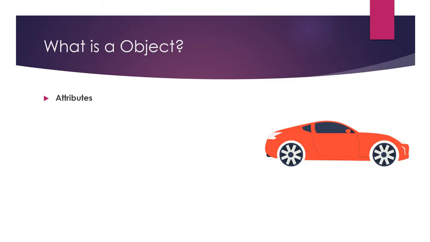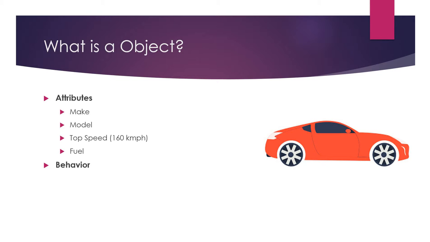So for this car object, you have attributes like what is its make, what is its model, what is its top speed, what kind of fuel does it use, like is it diesel or is it petrol, things like that. The other important property is its behavior.